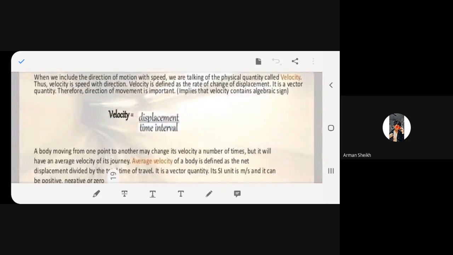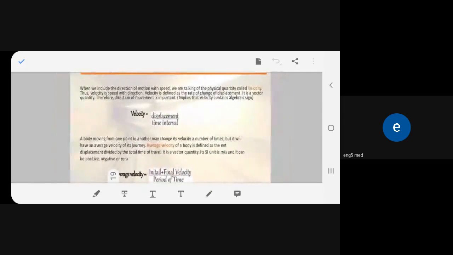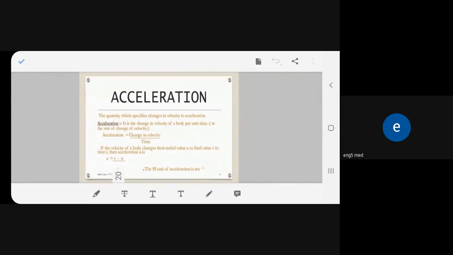What is velocity? Displacement divided by time. So what is displacement? What is the unit? Meter. What is the unit of time? Second. So it is meter per second. Understood? Boys, did you understand? Yeah? So this was all the division of velocity and average velocity.